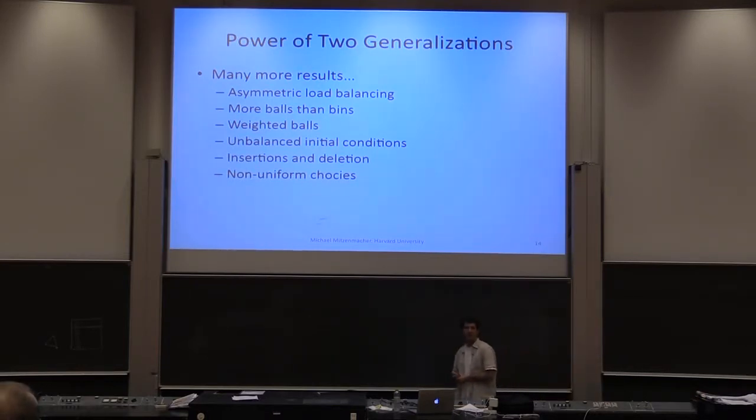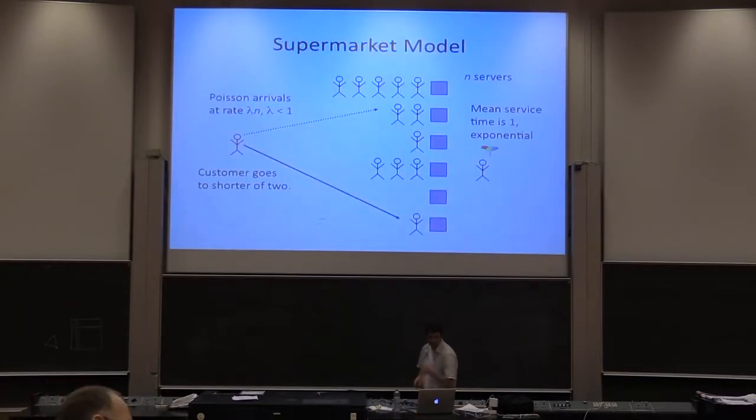Weighted balls: right now I've been assuming, if you're thinking in terms of hash tables and load, that's one thing. If you're thinking in terms of load balancing and jobs, your jobs might have different weights. So what happens if you have weighted balls? What happens if you start out with unbalanced initial conditions? How long does it take to catch up? I haven't even talked about deletions yet. You might say, what happens if I start deleting things from a hash table? What are the models then? Non-uniform choices. There are all sorts of variations. Let me talk about some of my favorites.